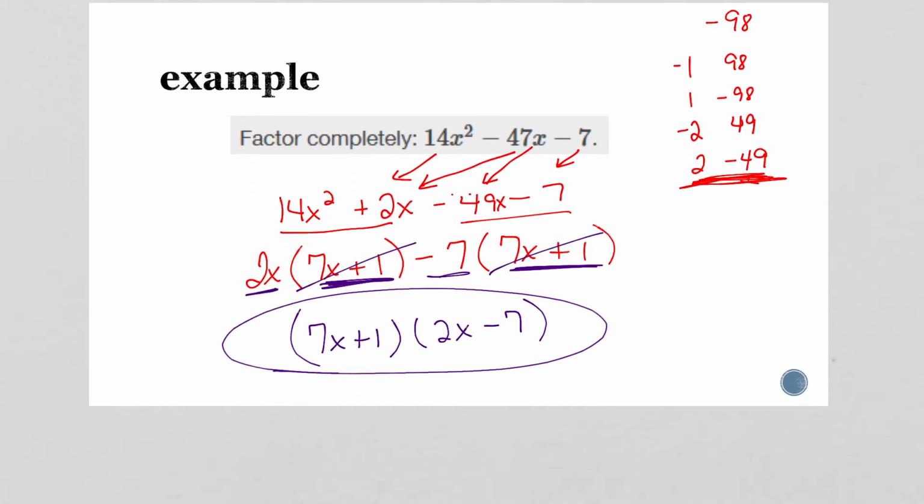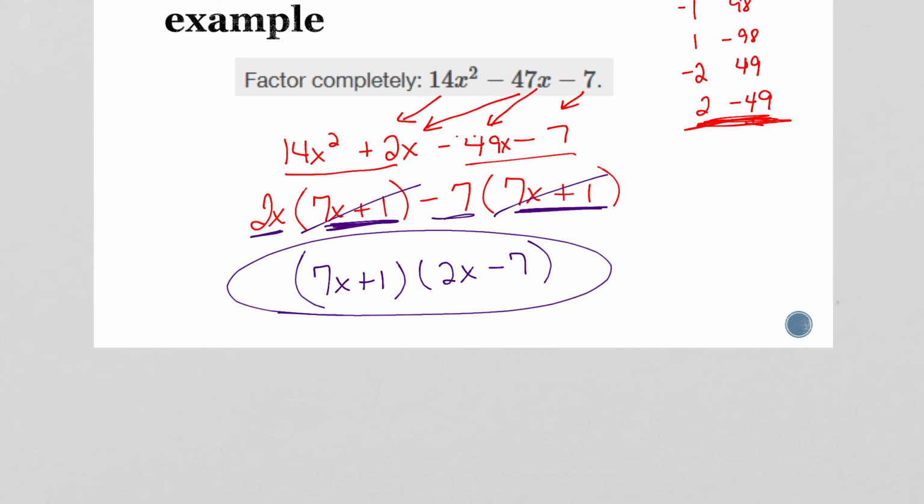Now, can you multiply this back out to see if you get the correct answer? Sure. 7x times 2x, 14x squared. Okay, that's good. 7x times negative 7x gives me a negative 49x. 1 times 2x gives me a positive 2x. And what is negative 49 and positive 2? Negative 47. Okay? And then 1 times negative 7 gives me negative 7. So at the very least, you should be doing the check your work in your head. All right. I hope that helps.